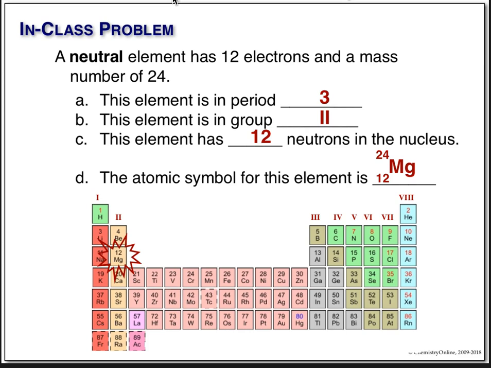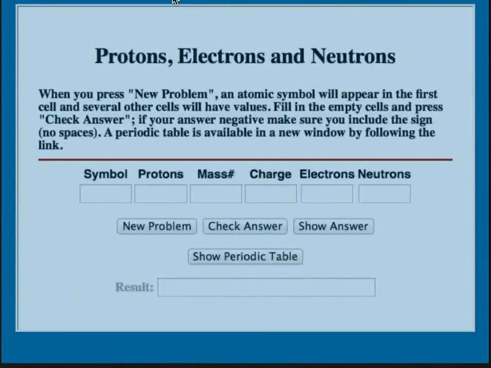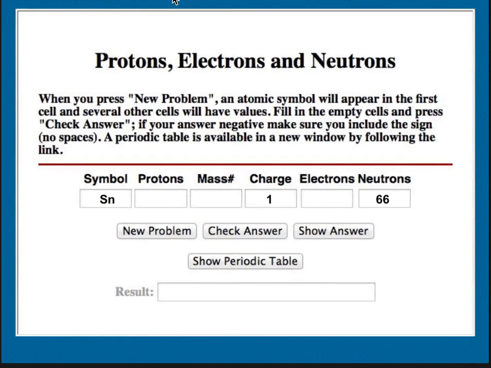Now, it's an important skill to be able to take an element and figure out how many protons, neutrons, and electrons it has. We'll use that skill throughout the course. Therefore, there's a tutorial. It has an odd name: atomic configuration of elements and ions. So this is the one we're talking about. I tend to just call it lovingly protons, electrons, and neutrons.